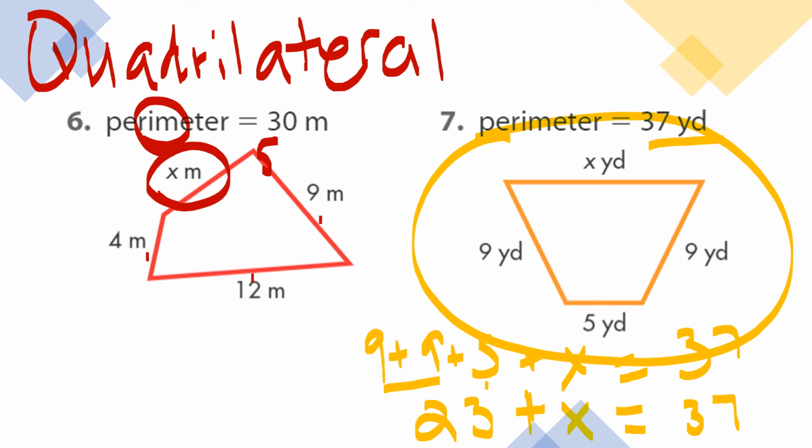So here, I'm just going to go ahead and add up. So I know 3 plus 4 gives me that 7 ones, and 2 plus 1. So my x is going to be equal to 14.